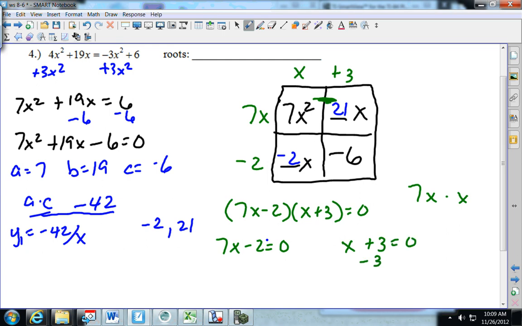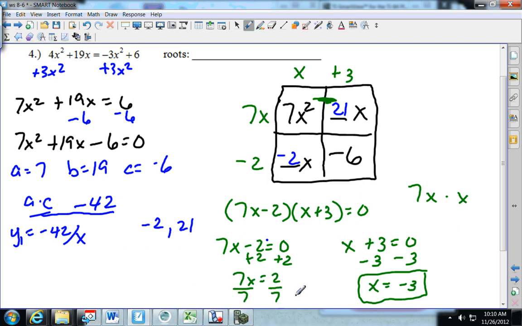So I subtract 3 from each side. X equals negative 3. Add 2 to each side. 7x equals 2. Divide by 7. X equals 2/7. Leave it in that fraction.